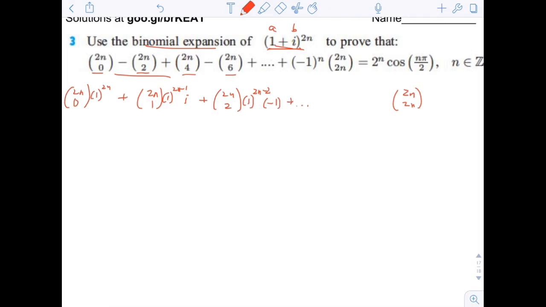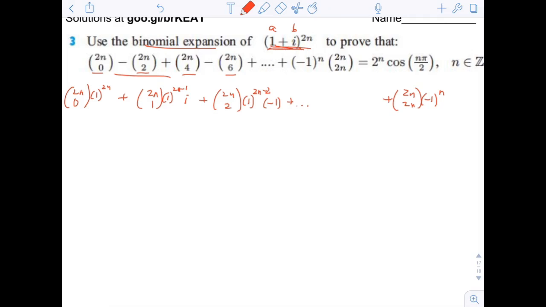Okay, and the last term is going to be multiplied times 1 to the 0, which would be just 1, and it would also be multiplied times i to the 2nth power, and i squared is negative 1, so it would basically be negative 1 to the nth power, right? Negative 1 to the nth power. So that would be the binomial expansion of this, all right?